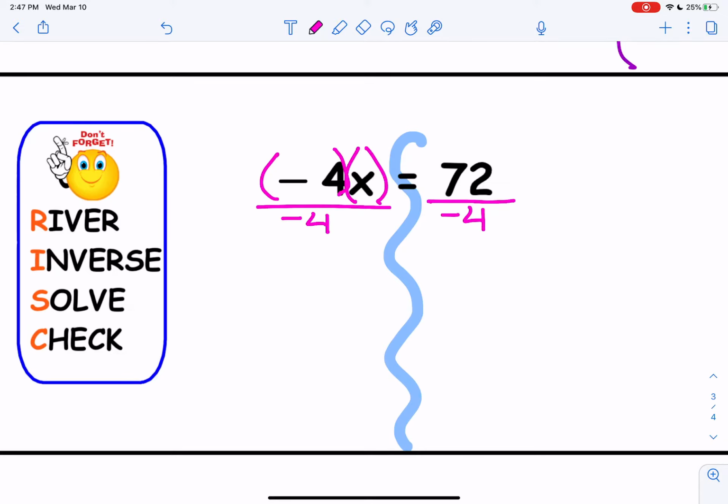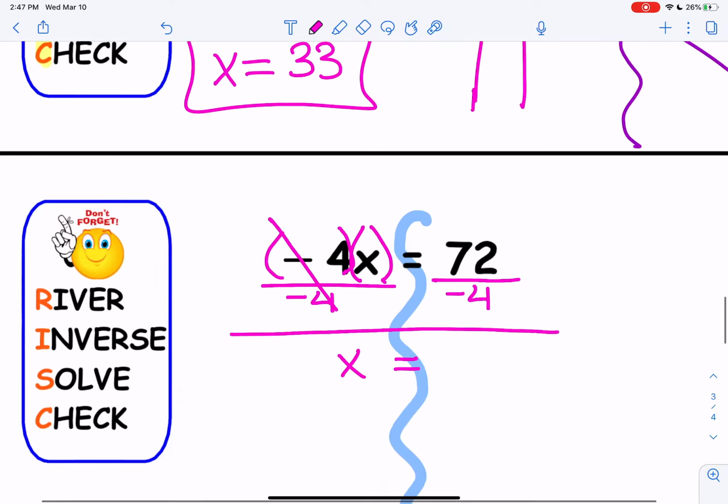Whatever you see on one side of the river, you have to also see on the other side to keep the equation balanced. Now, -4 divided by -4 is like any other number divided by itself. It equals 1. And 1 times x is just x. So these cancel out, and we just get x equals 72 divided by -4.